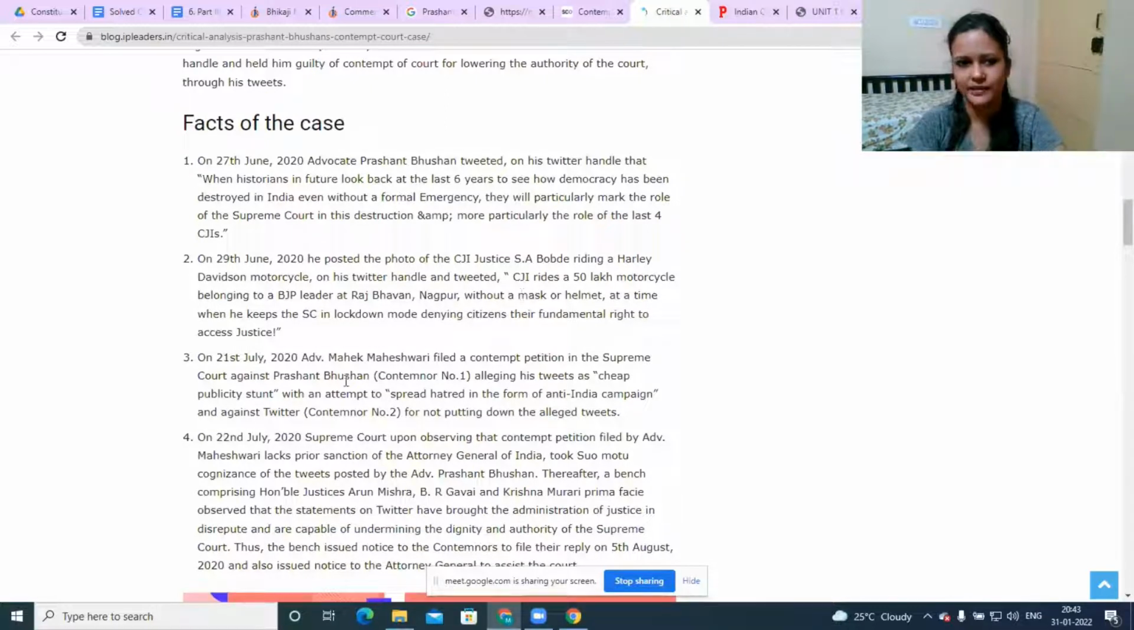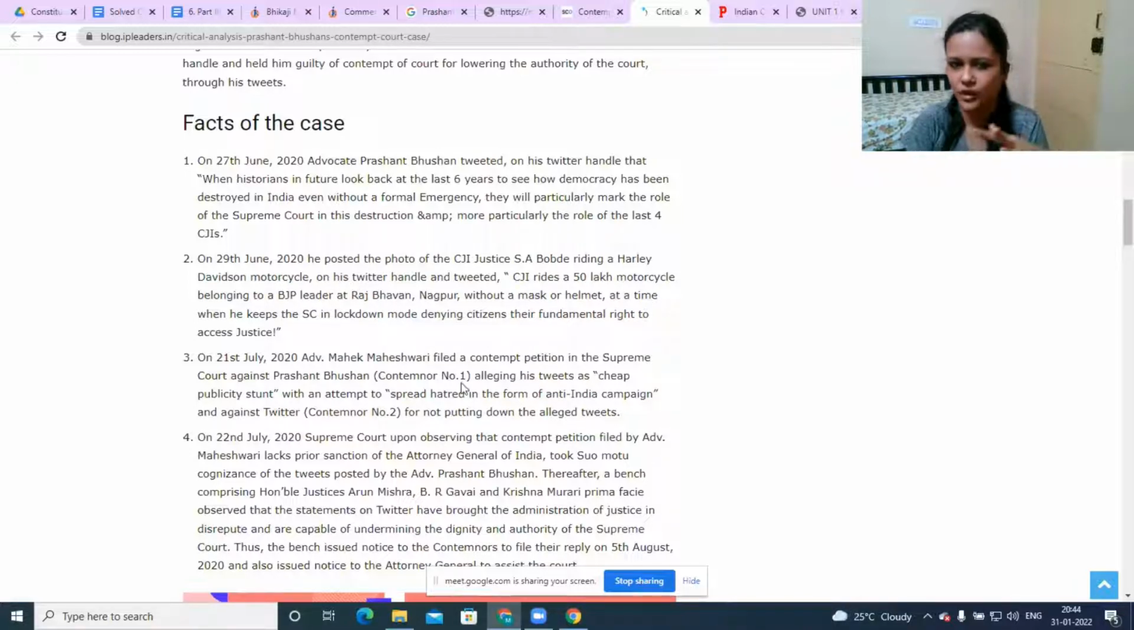Okay, so basically there were like 3-4 tweets from him wherein he mentioned that the Supreme Court had a role to play in how democracy has worked in the last 6 years, in a negative sense, he said. Then the Chief Justice of India was posing on a Harley Davidson, and there also he commented that it belongs to a BJP leader.